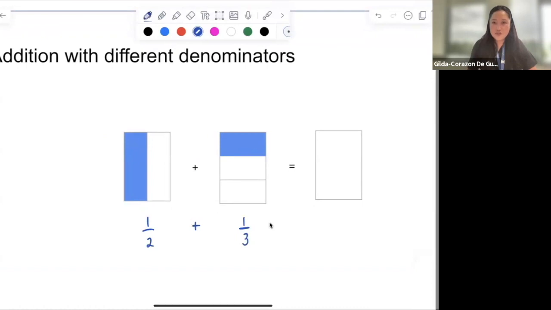Now, these 2, we can't just say we just add the numerators and ignore your denominators, because they don't have the same denominators here. So what can we do? We want to make sure that these fractions or the parts would be of equal sizes. Looking at this part here, that doesn't look like it's the same as this one, precisely because this one whole thing is divided into 2 equal parts, whilst this whole here is divided into 3 equal parts.